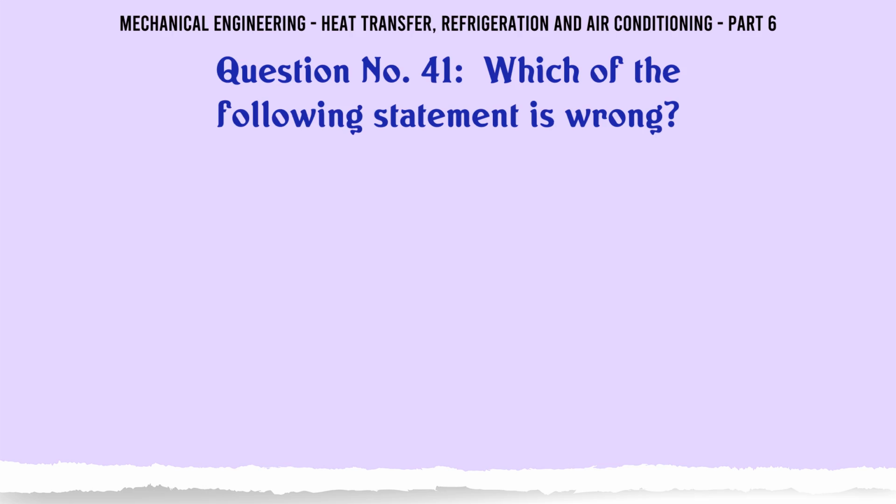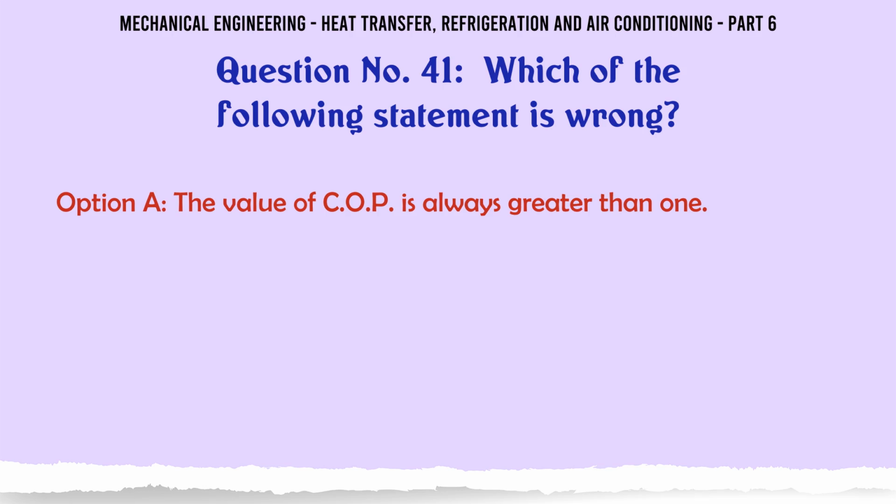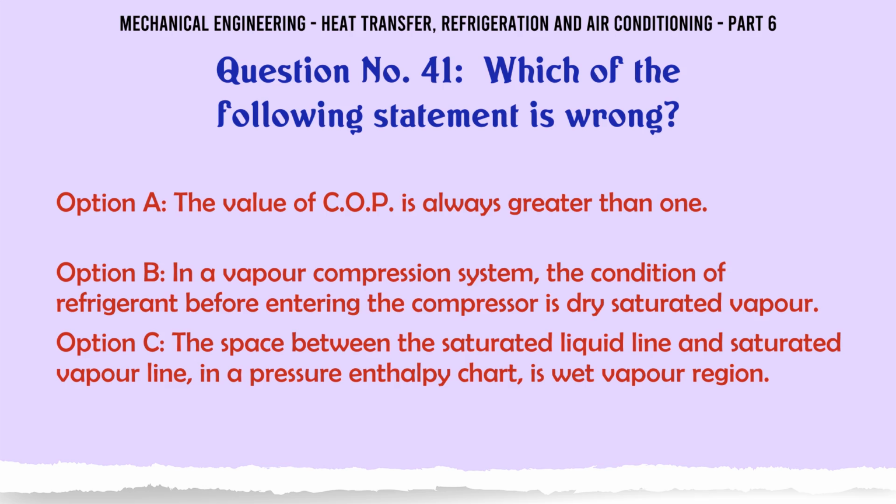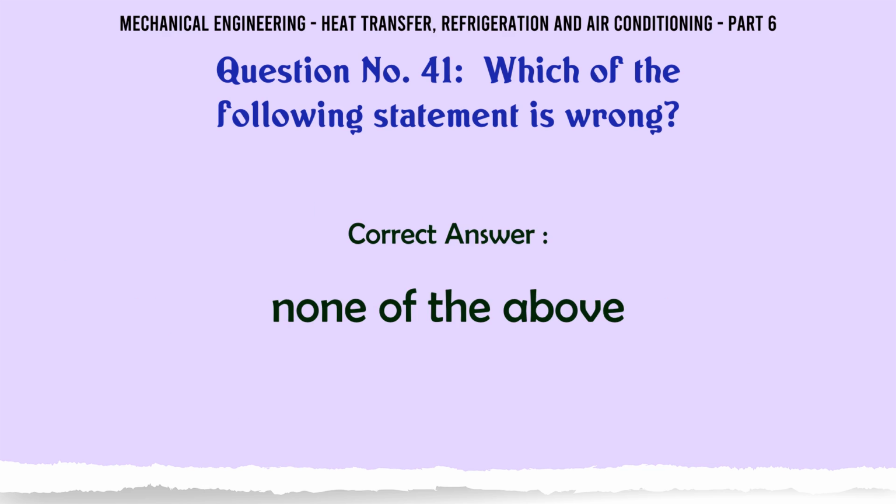Which of the following statements is wrong? A. The value of C.O.P is always greater than 1. B. In a vapour compression system, the condition of refrigerant before entering the compressor is dry saturated vapor. C. The space between the saturated liquid line and saturated vapor line in a pressure enthalpy chart is wet vapor region. D. None of the above. The correct answer is none of the above.